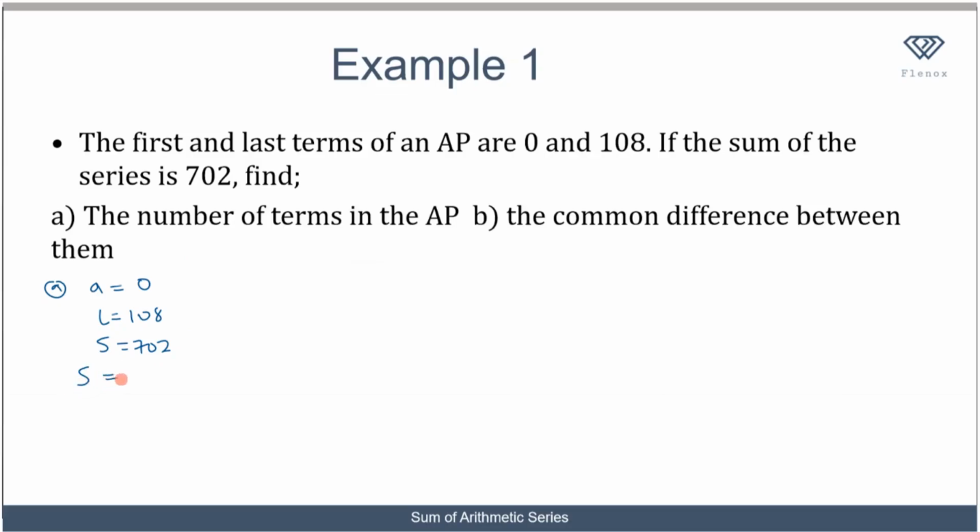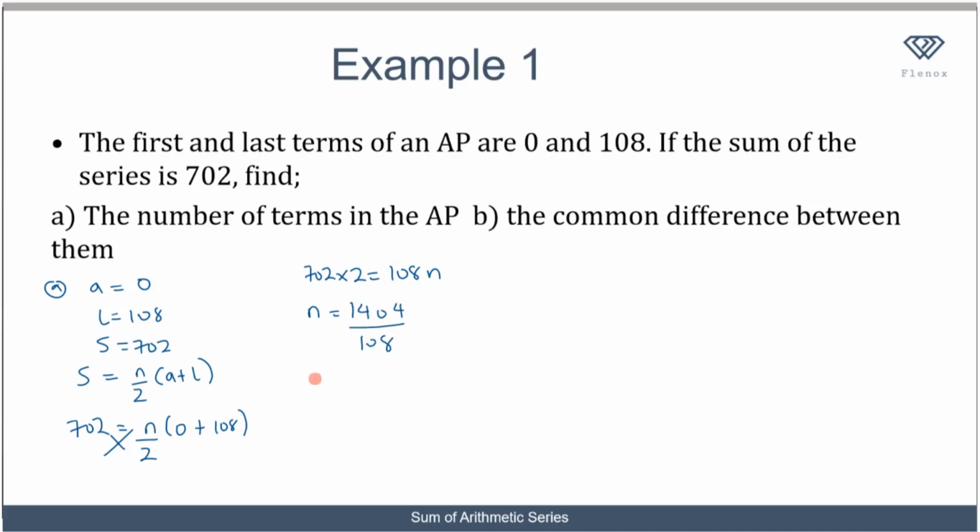Now the sum is given as n over 2 into bracket a plus l, first term plus the last term. I'm told that the sum is 702 and I'm told to find the number of terms. So I'm looking for n over 2, and my first term is 0 and my last term is 108. When I cross multiply, I have 702 times 2 equals 108n. So n will be 702 times 2, which is 1404, divided by 108. So n will be equal to 13. So the number of terms in this AP is 13.